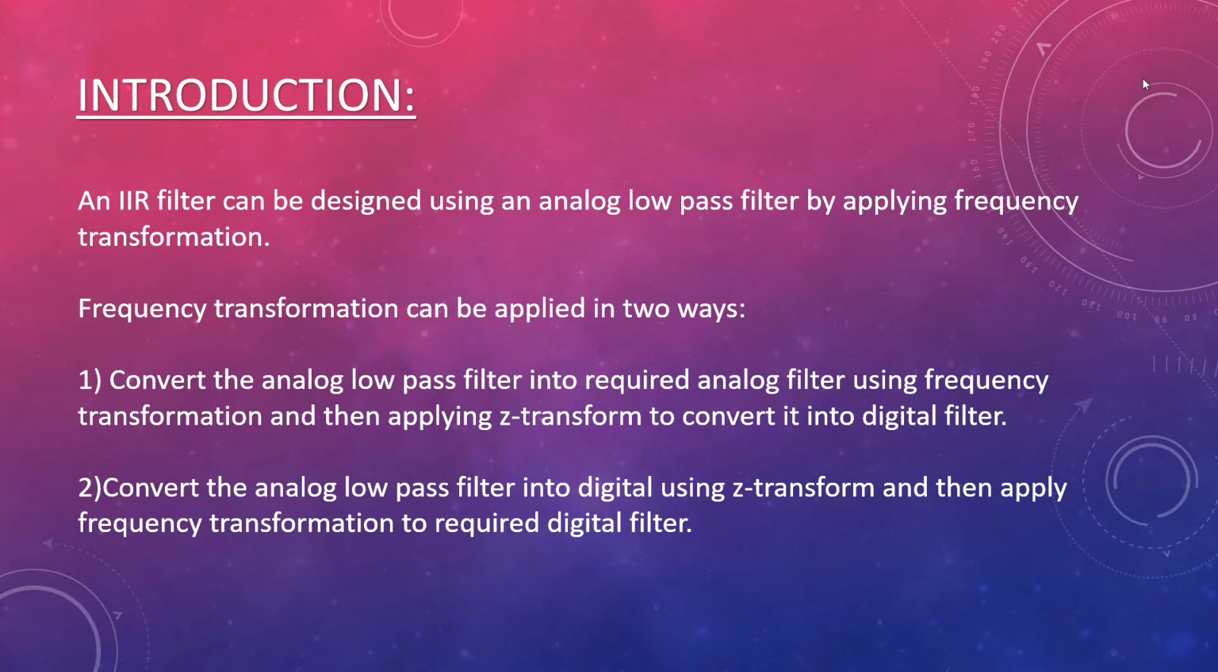One is to convert the analog low-pass filter into the required analog filter, and using frequency transformation we can convert it into a digital filter. Another method is to convert the analog low-pass filter into a digital low-pass filter using the Z transform and then applying frequency transformation to get the required digital filter.